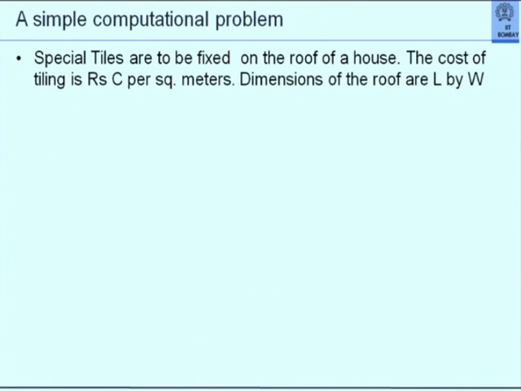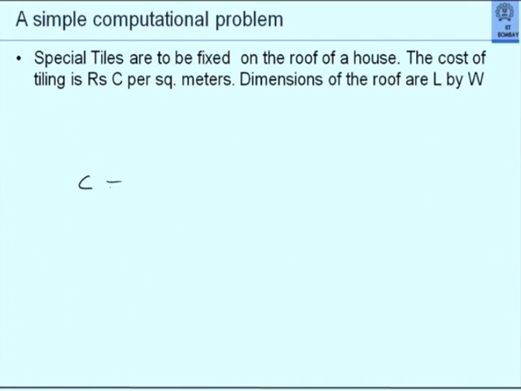There is a house, all houses have roofs, but let us say we need to put some special tiles on the roof, maybe to prevent rainwater from leaking or whatever. And the objective is that putting tiles costs some money. We want to figure out how much money it costs given the dimensions of the roof. We note that any tiling work will require calculation of the area that is to be tiled, because usually tiles will be costed on a per square feet or per square meter or per square something basis.